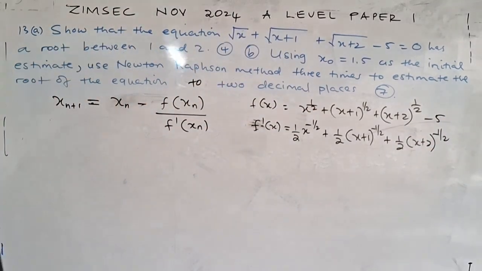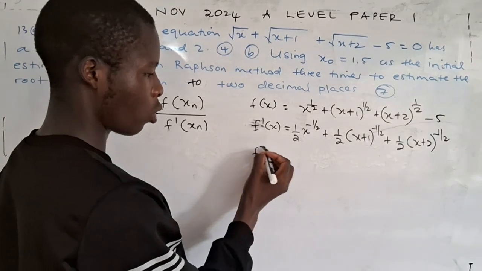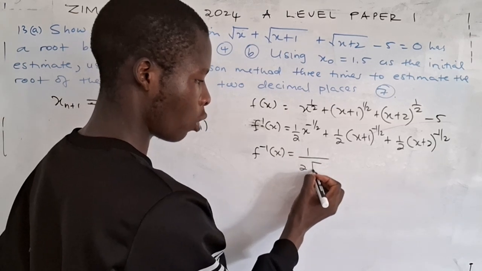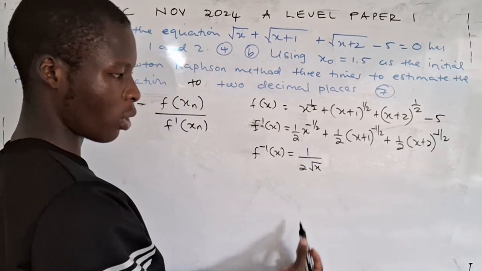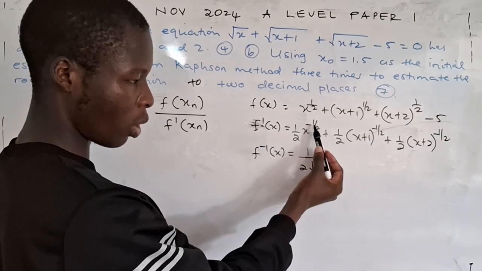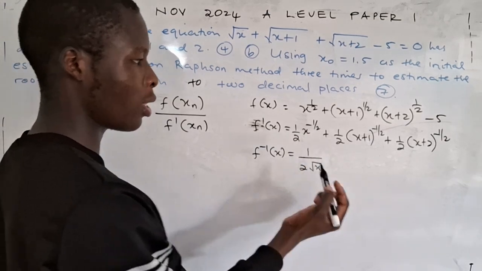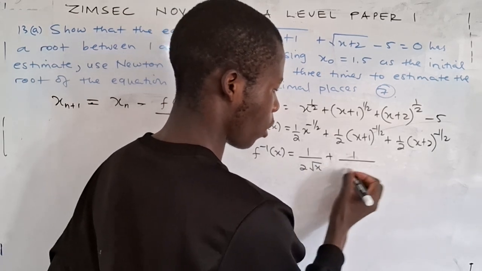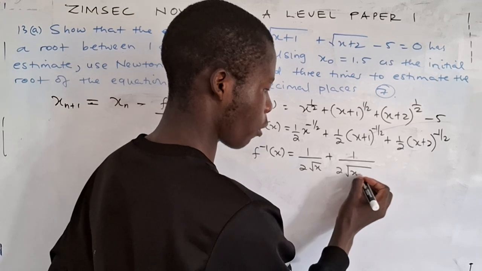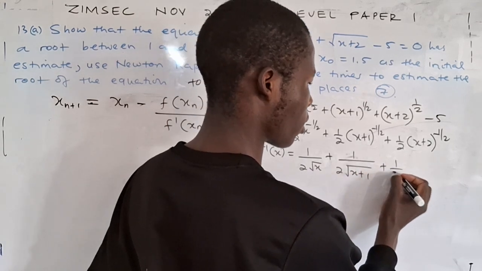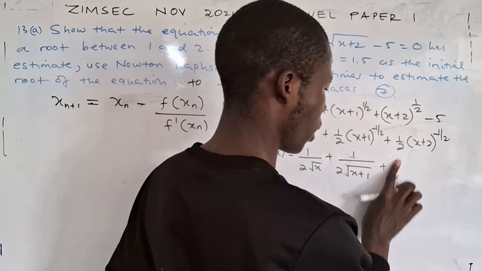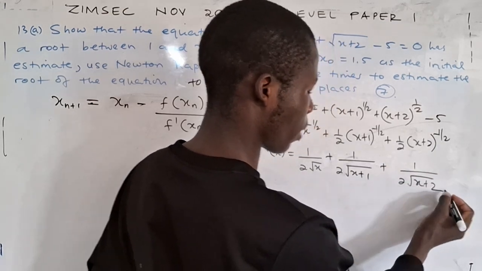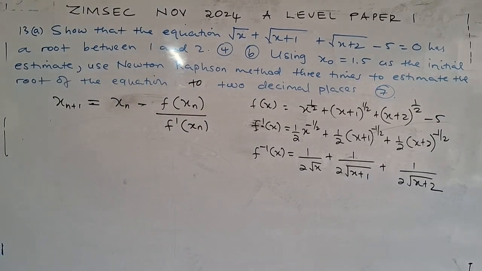If you differentiate a constant, what is the answer? The answer is 0. So this thing is equal to 1 by 2 root of x. See, a number raised to the negative power, the result is 1 over that number raised to a positive power. X to the power half means the square root, plus 1 by 2 the square root of x plus 1, plus 1 by 2 the square root of x plus 2.